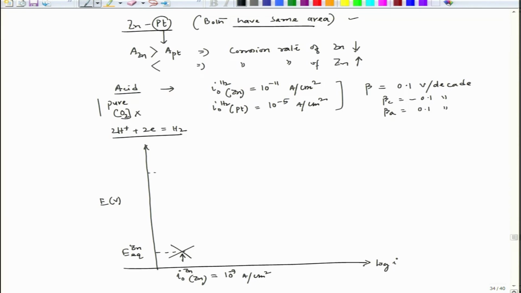And if we consider pH equal to 1, E equilibrium hydrogen equals minus 0.059 pH, equal to minus 0.059 volt. So, this is minus 0.059, equilibrium hydrogen. Now, the hydrogen evolution reaction on the, let me shift this particular axis a bit.